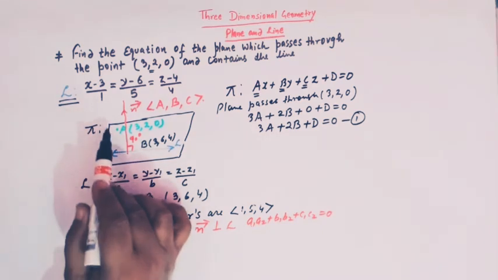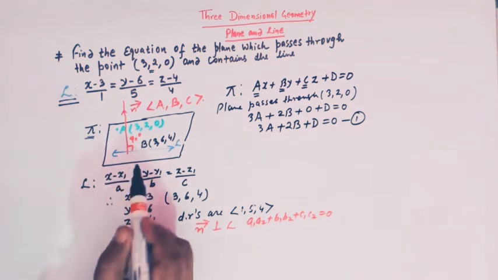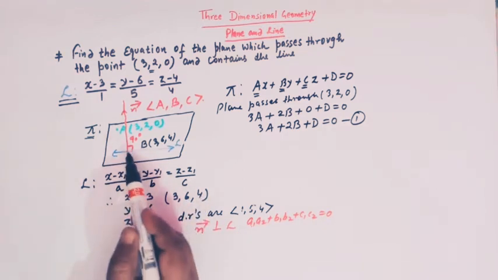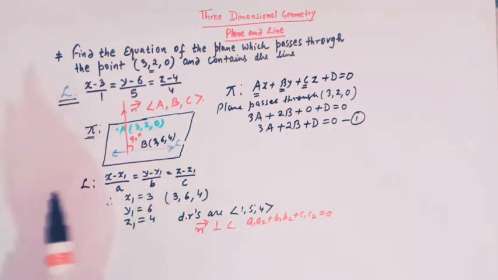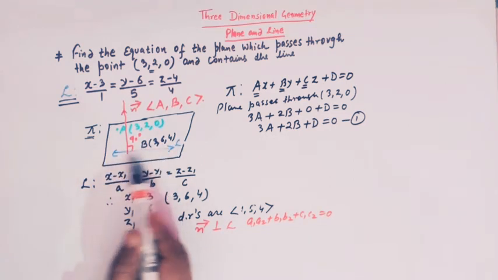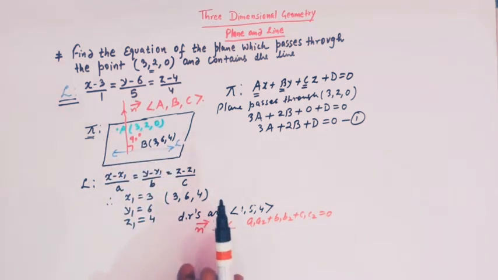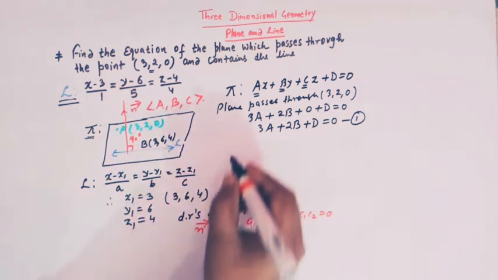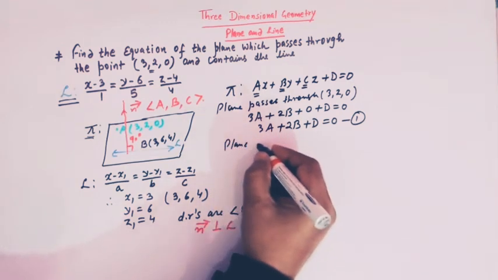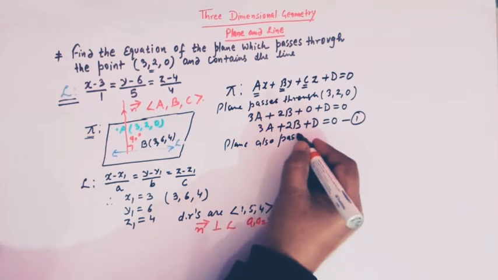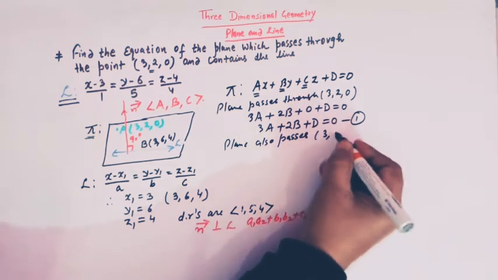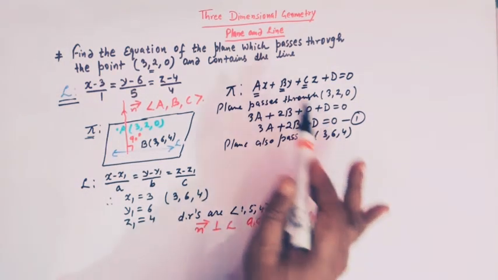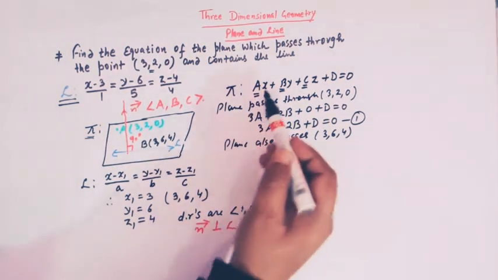Now this plane π contains the line L, and the point (3, 6, 4) lies on the line. When this point B lies on the line L, it obviously also lies on the plane. Therefore this plane also passes through the point (3, 6, 4). So this point also satisfies the equation of the plane.